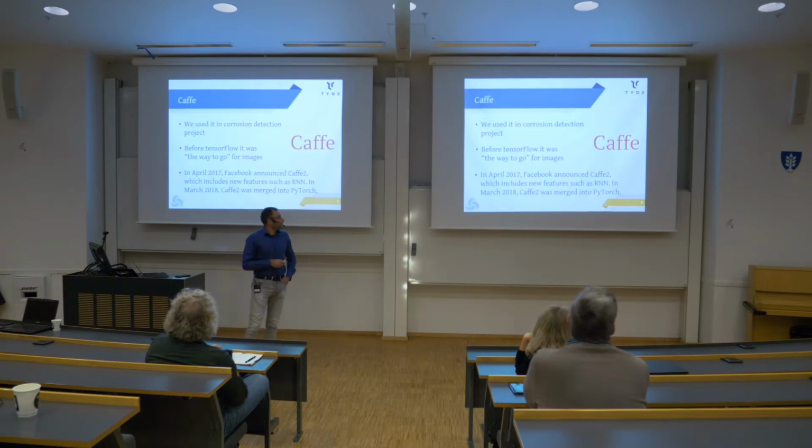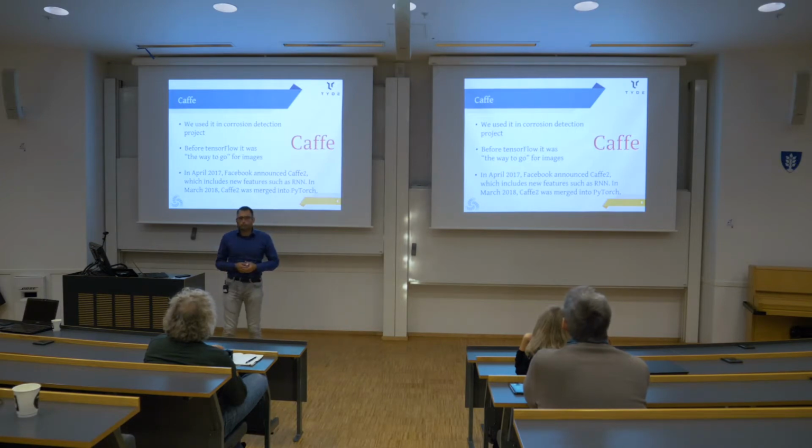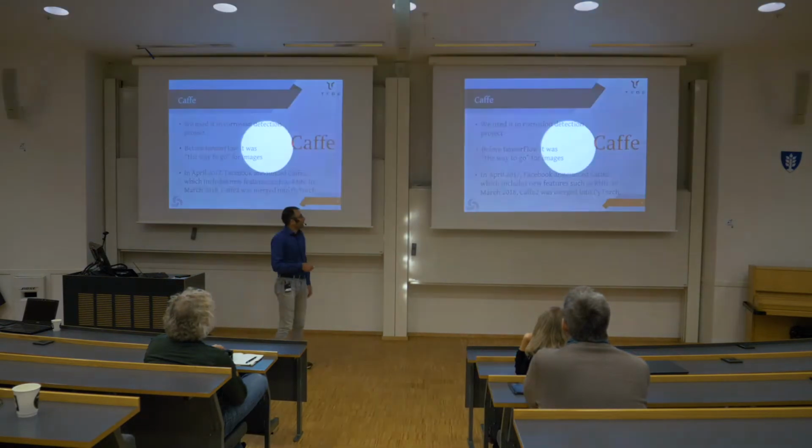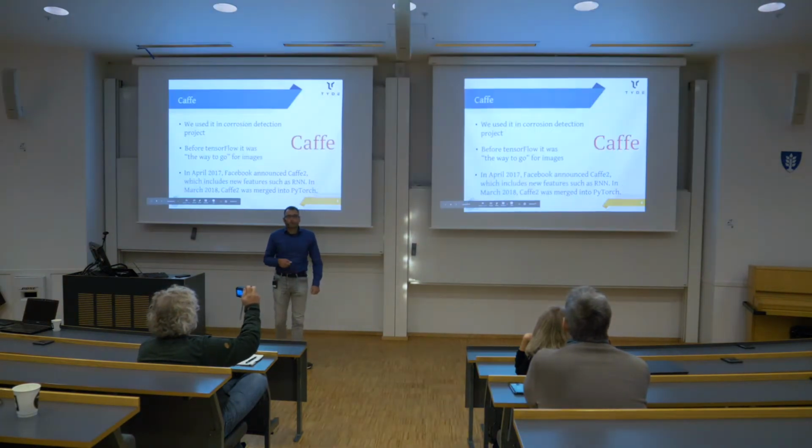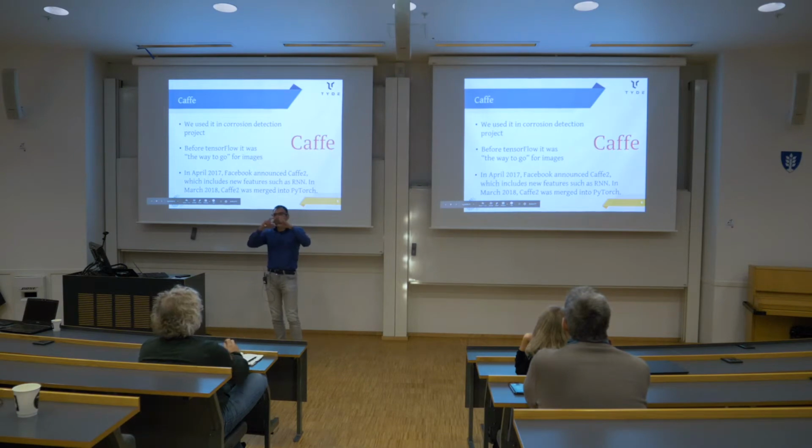So, and then we use exactly this framework. It was working very well. And before TensorFlow came out, it was really one of the only tools for working with images. But in April 2017, Facebook announced Caffe 2, which also included RNN. RNN are recurrent neural networks. They're used, for example, for finding objects within an image.